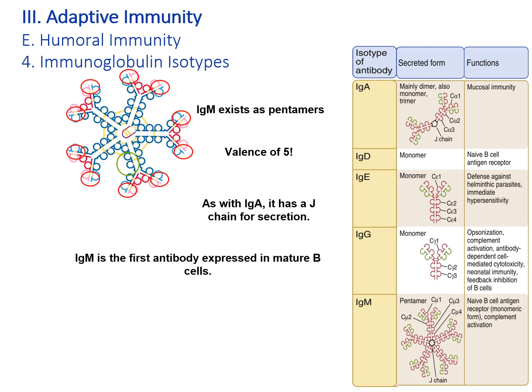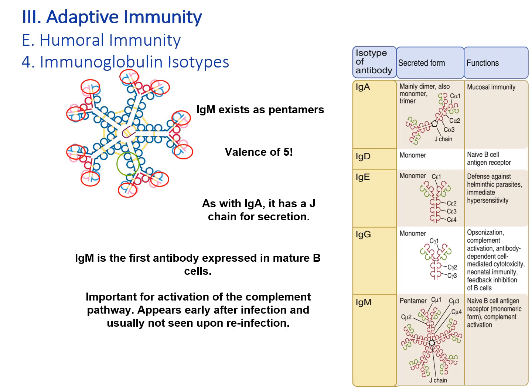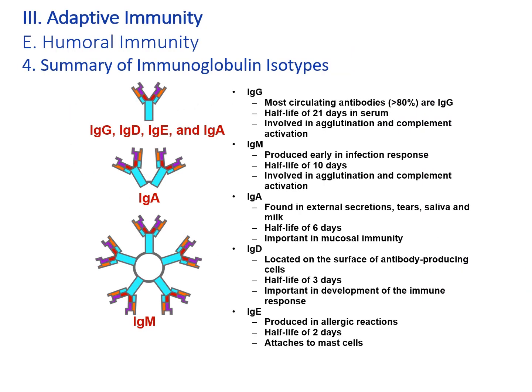It is the first antibody to be expressed in mature B cells, as what I have just mentioned. And it is important for the activation of the complement pathway. It appears early after infection and usually not seen upon reinfection. This is a summary of the immunoglobulin isotypes. And indicated here also are the half-lives of these immunoglobulins.